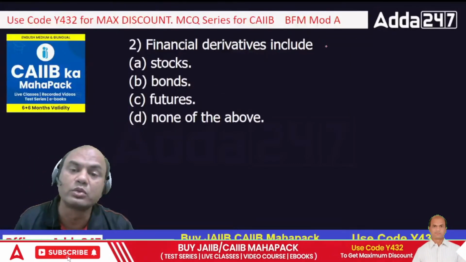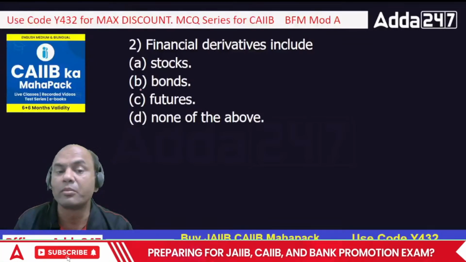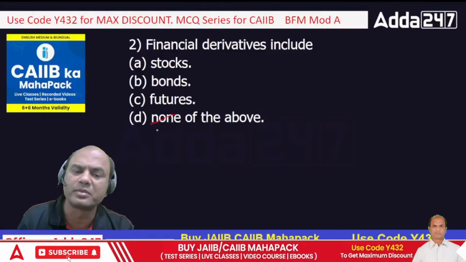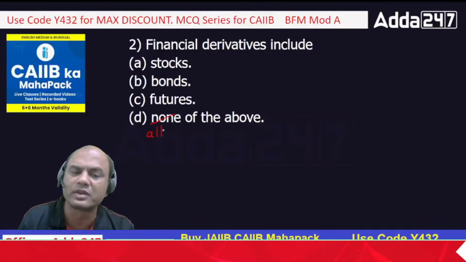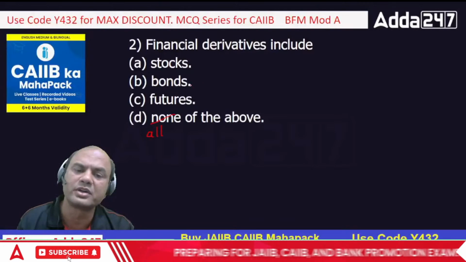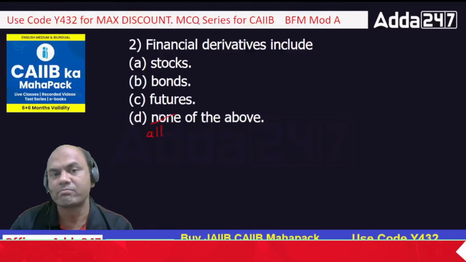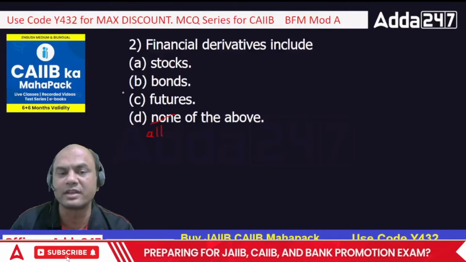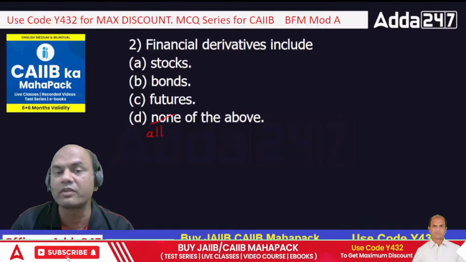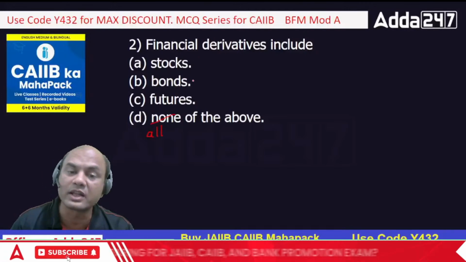Financial derivatives include. What does it include? Let me see now. Stocks, bonds, futures. Oh, let me change this, all of the above. Okay. Now give me the answer. Stocks, bonds, futures, all of the above. Let me see. Is it issued on stocks? Is a stock a derivative instrument? Is bond a derivative instrument? Is future a derivative instrument?